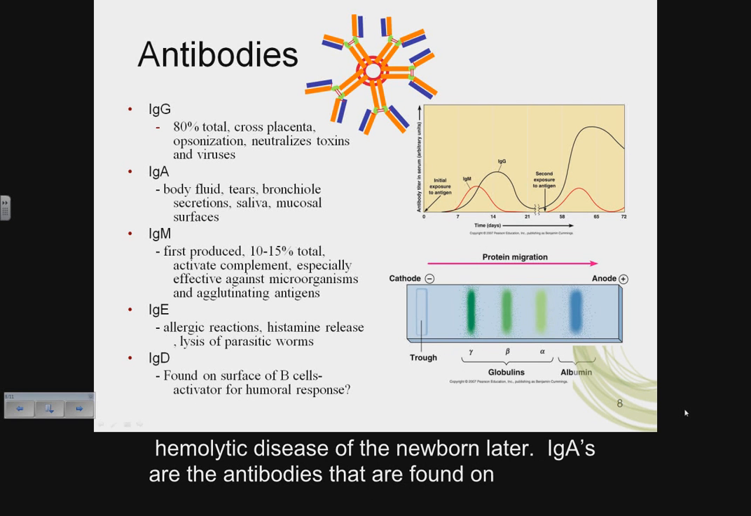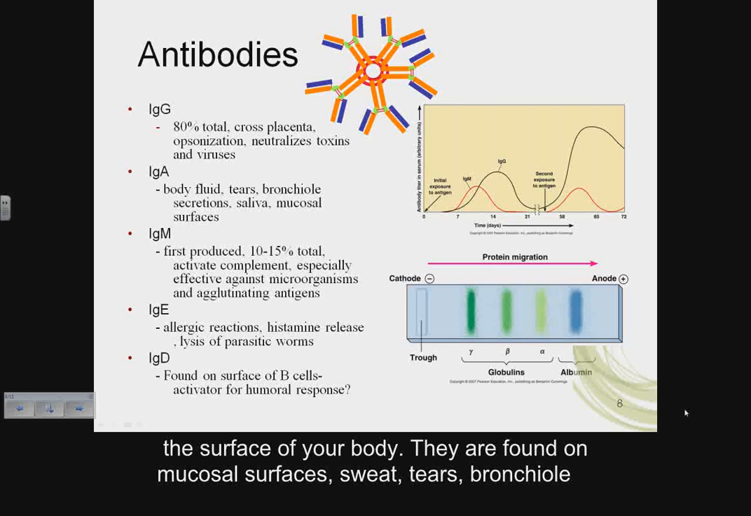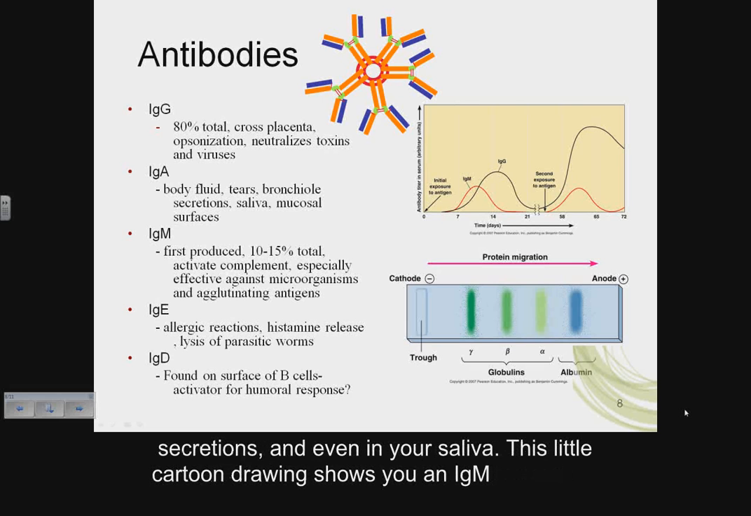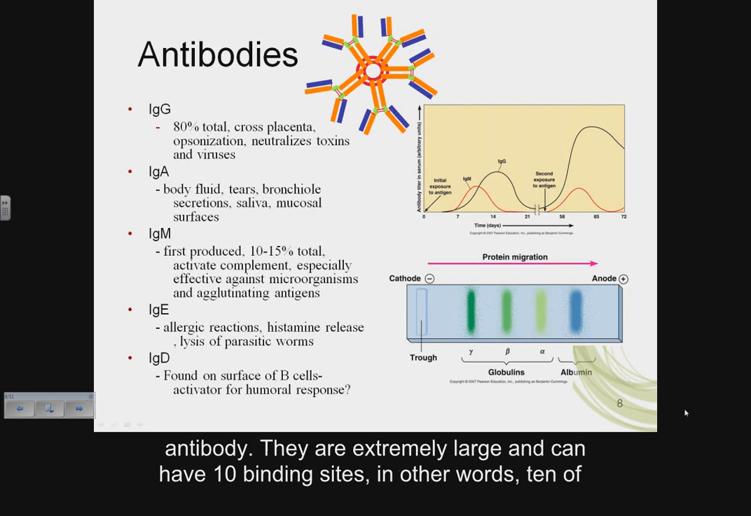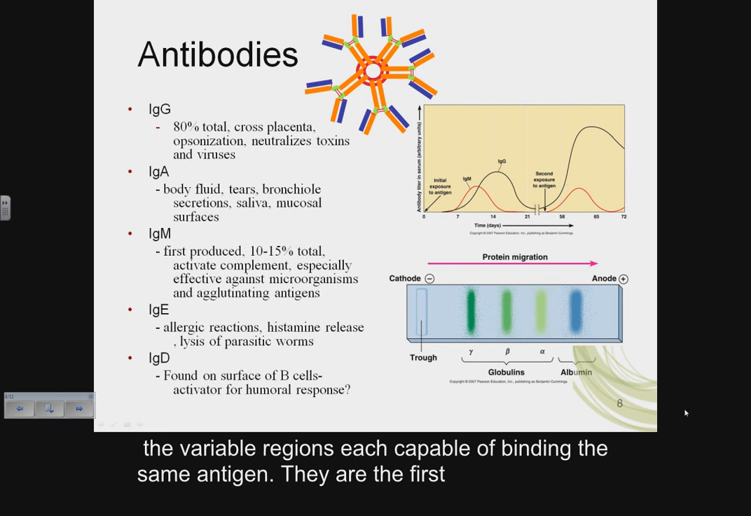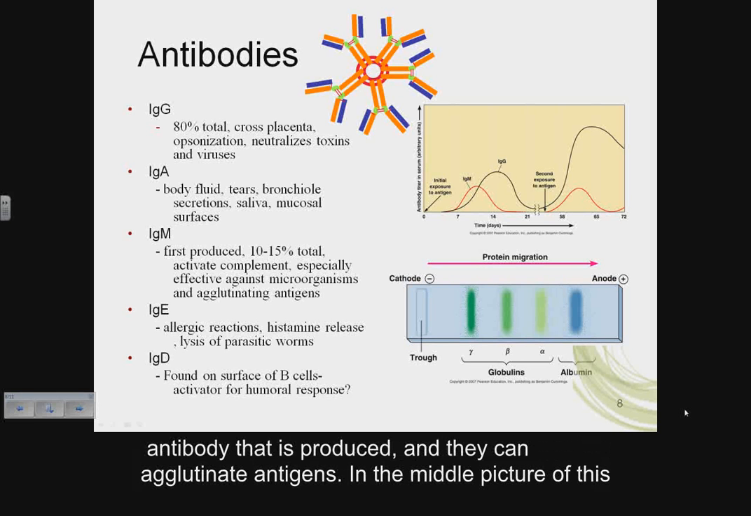IgAs are the antibodies that are found on the surface of your body. They are found on mucosal surfaces, sweat, tears, bronchial secretions, and even in your saliva. This little cartoon drawing shows you an IgM antibody. They are extremely large and can have 10 binding sites. In other words, 10 of the variable regions, each capable of binding the same antigen. They are the first antibody that is produced, and they can agglutinate antigens.